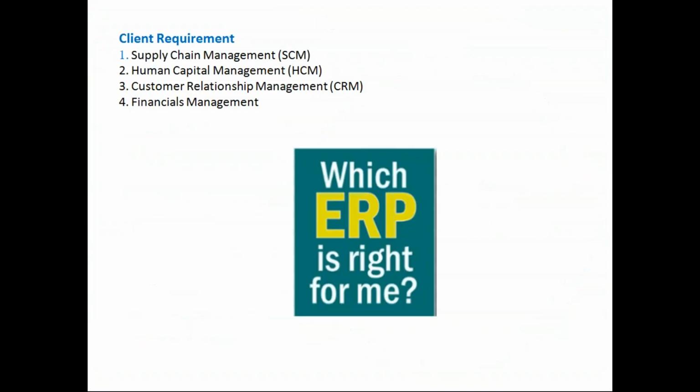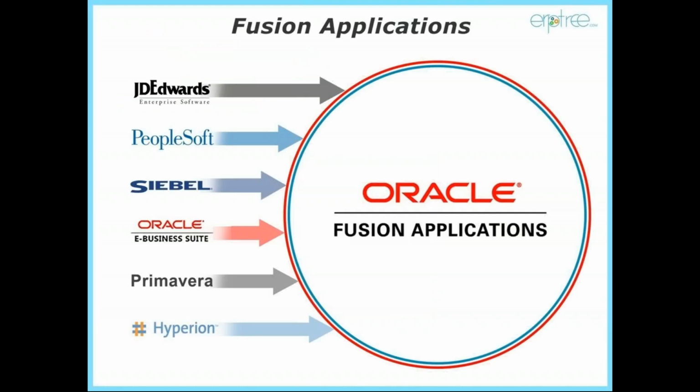If you take the example of this client requirement, if they are going to subscribe or take the license for Fusion Applications, they need SCM, HCM, CRM and finance. Yes, if they go with Fusion, they are going to get SCM from JD Edwards, CRM from Siebel, HCM from PeopleSoft, and a finance solution from Oracle, which are the best in the market, but with the title of Fusion Applications. So this is the meaning of Fusion Applications.